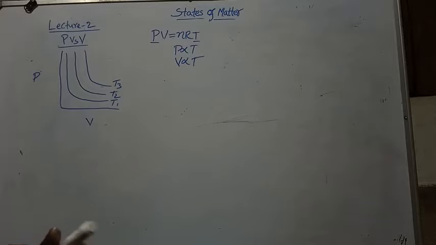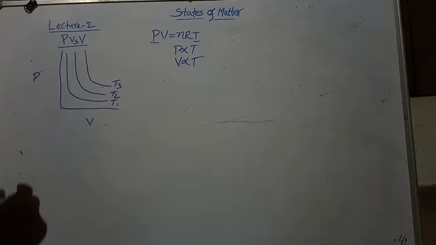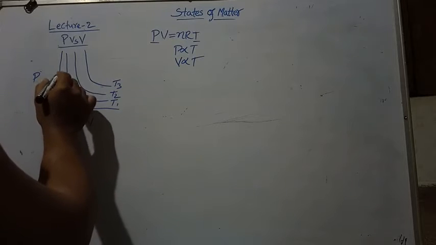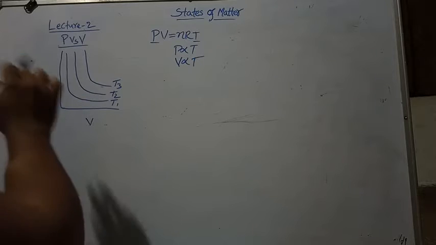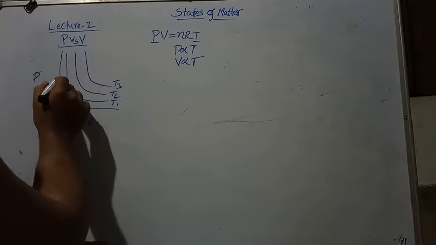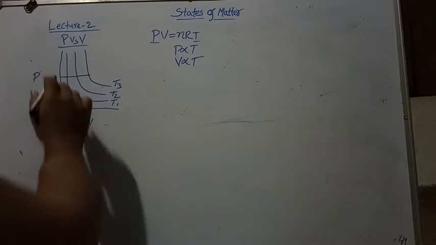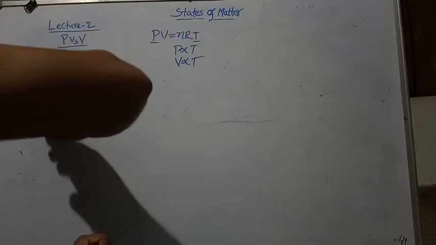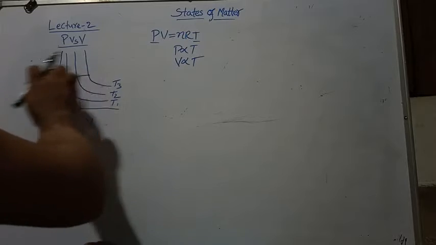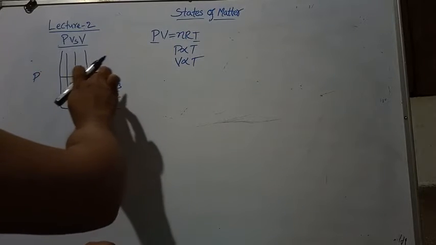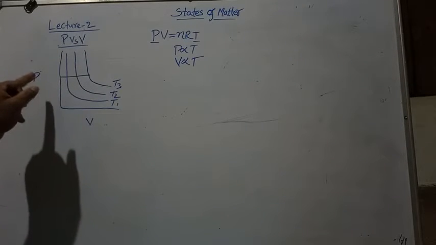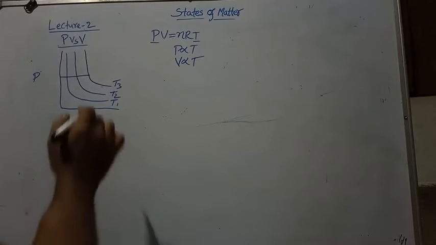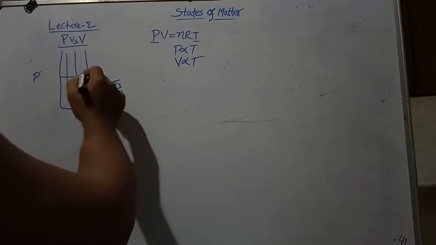Now suppose I take pressure as constant. That means I am fixing the value of pressure. If you go up, pressure increases; if you come down, pressure decreases. But if you draw a horizontal line, pressure does not change, it neither increases nor decreases. So I have fixed the value of pressure, but I am changing the volume. Let us see.